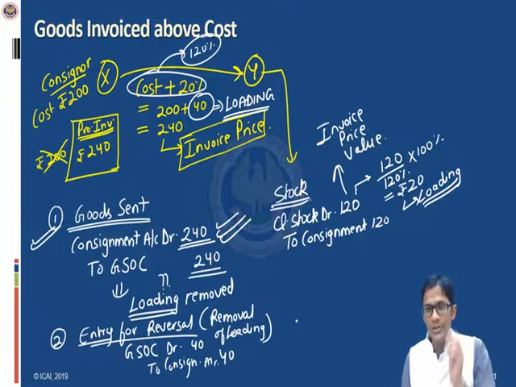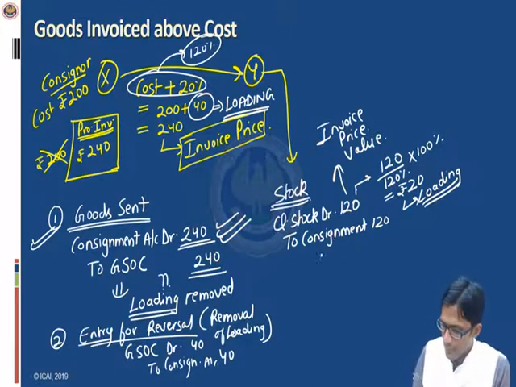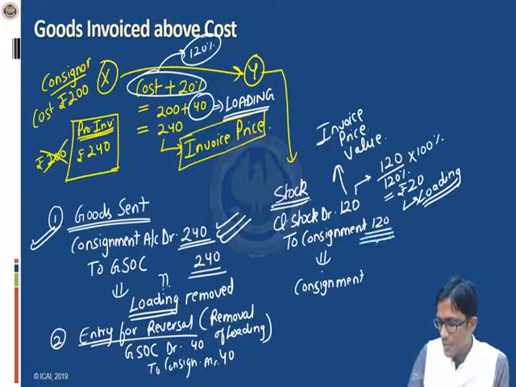So X will have to reverse it. X will have to remove its effect. How will he remove its effect? By passing a reverse entry. But this time the reverse entry will not be just the reverse of the above entry. It will be something different. Now just notice what entry will be passed. This time consignment account will be debited. Obviously it is going to be debited because earlier it was credited by rupees 120. This time it will be debited by rupees 20, so that the effect of loading is removed.